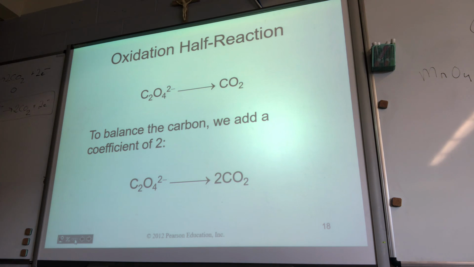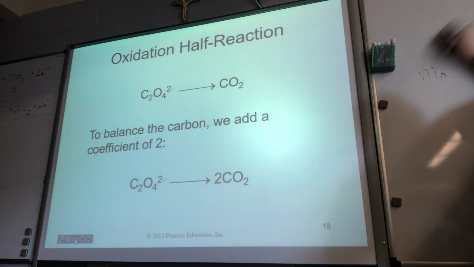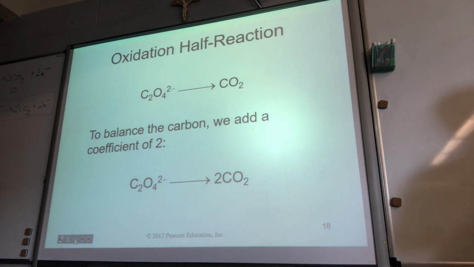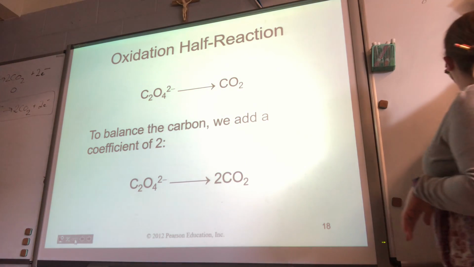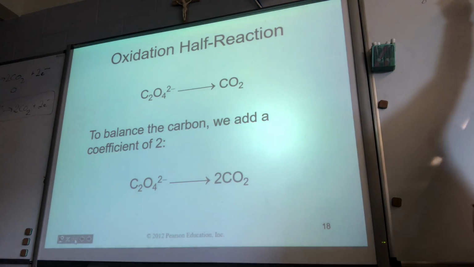And this is before we add them together. Get your numbers of electrons to equal. It will save you a headache.